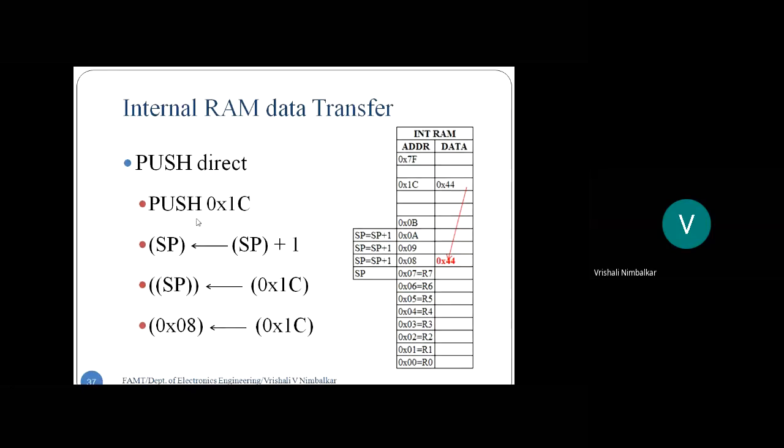Always remember, push means writing onto stack. Stack memory begins from 7 hex. While writing, first increment the stack pointer, then store the data at the new location. Again, if I want to write, increment the pointer by 1, come to 9 hex and write the second data. For the third write, increment by 1, come to A hex and write the third data. So the format is push and give the source address, because stack is the destination. We are going to write onto stack.